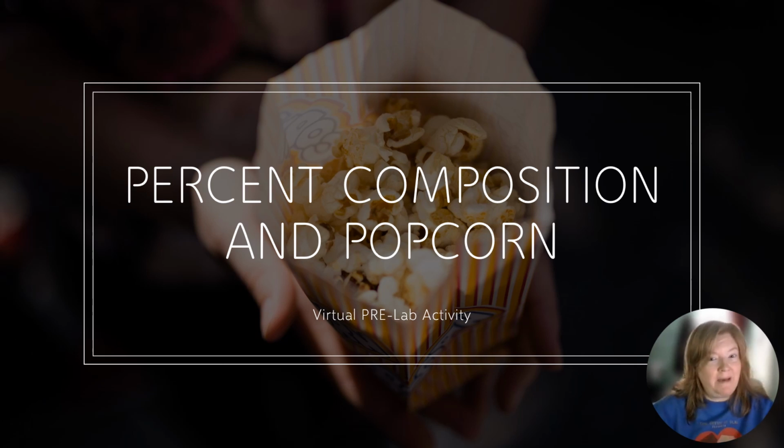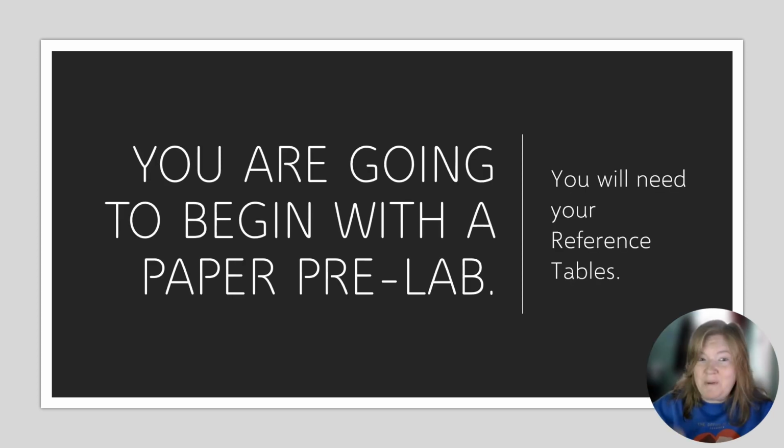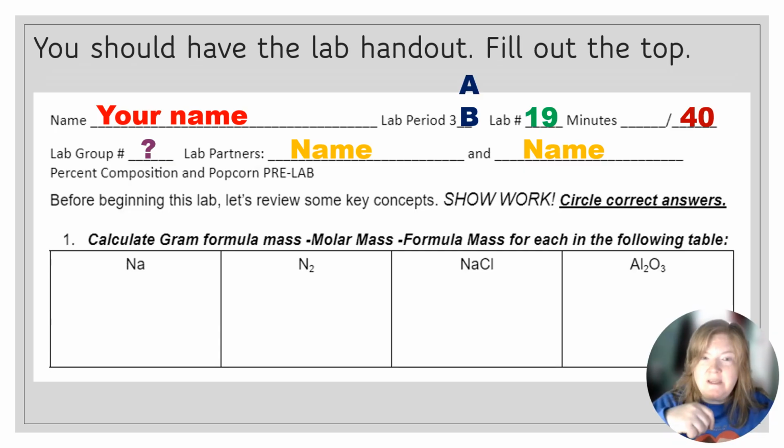Percent composition and popcorn. This is the virtual pre-lab activity. You should have already updated your lab list. If you have not, check the student directions. You are beginning with this pre-lab and you're going to need your reference tables. So you should have this pre-lab handout and you should fill out the top. Remember, for the lab period, it's going to be A or B.